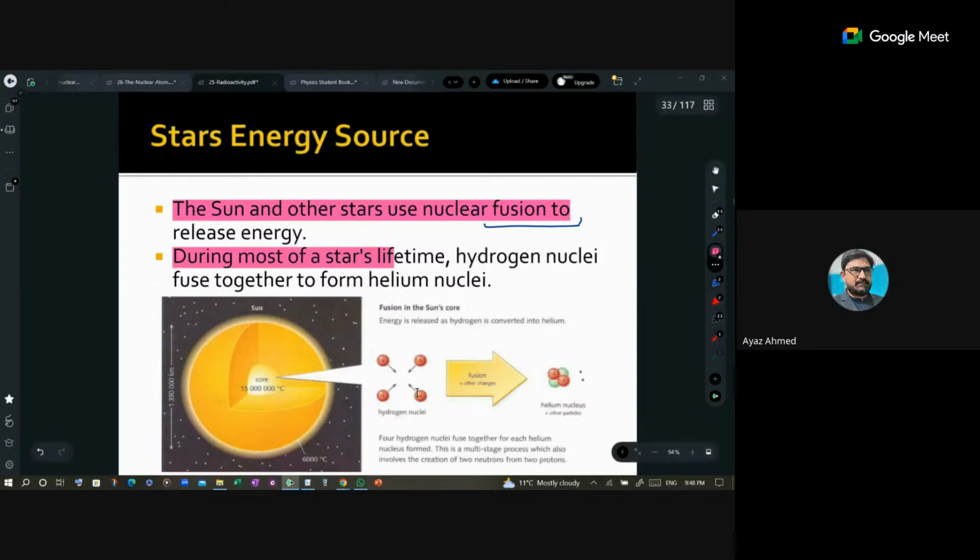During most of a star's lifetime, hydrogen nuclei fuse together to form helium nuclei.